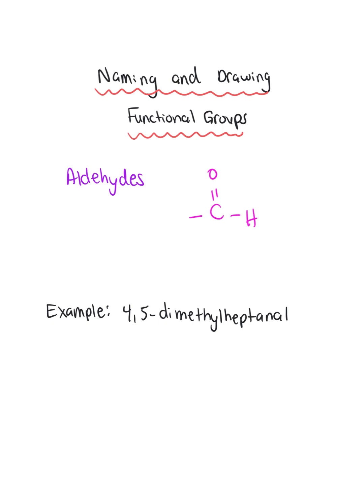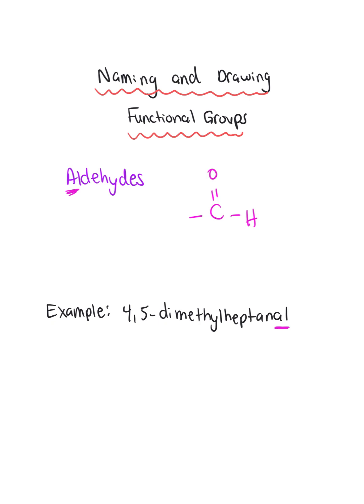When we have a name of an aldehyde, we will know that it has an aldehyde group because the parent chain will end with an Al ending. So if we look at the word aldehyde itself, it has Al in it, and that's how we can remember the ending of our parent chain is Al.